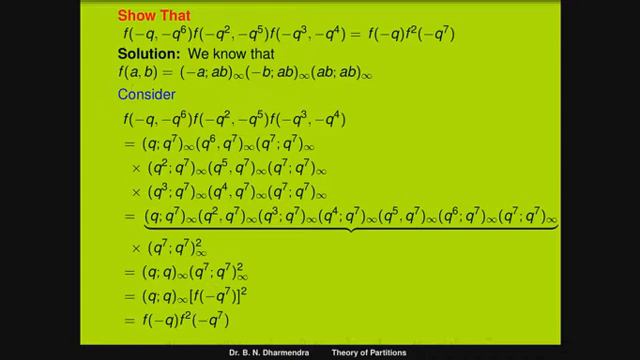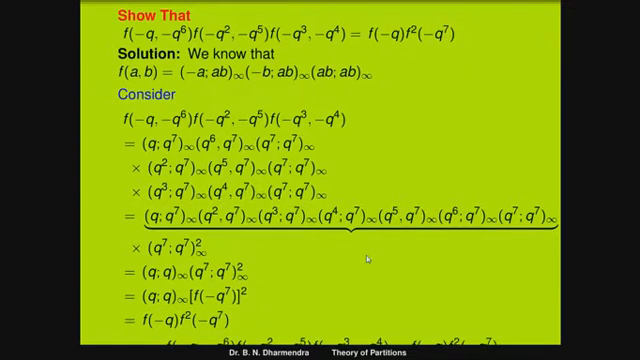So therefore, finally f(-q^6) f(-q^2) - q^5 f(-q^3) f(-q^4) is equal to f(-q) f^2(-q^7). So the terms here are also in terms of 7. Very beautiful result. Now we shall move on to the next one.